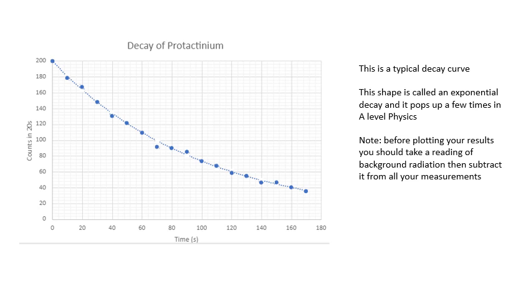One thing you should do before plotting your results is take a reading of background radiation for 20 seconds and then subtract that from all of your measurements. Notice as well that not all of the points fit the curve. We've done a curve of best fit, but not all the points fit it. Why? Because radioactivity is a random process.